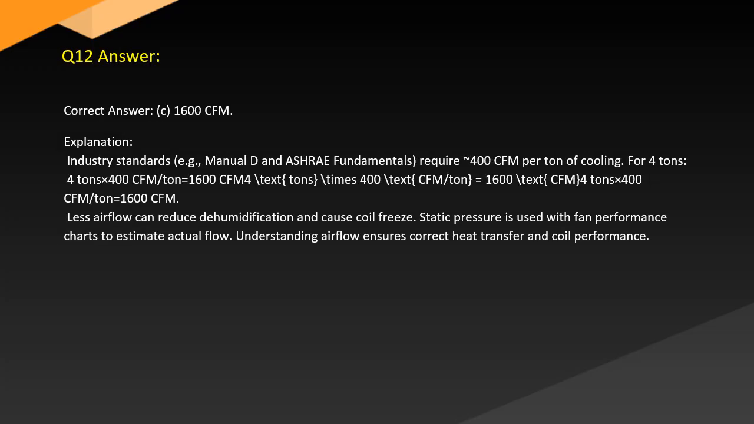Answer. Correct answer: C. 1600 CFM. Explanation. Industry standards, e.g., Manual D and ASHRAE Fundamentals, require 400 CFM per ton of cooling. For 4 tons, 4 tons times 400 CFM per ton equals 1600 CFM.